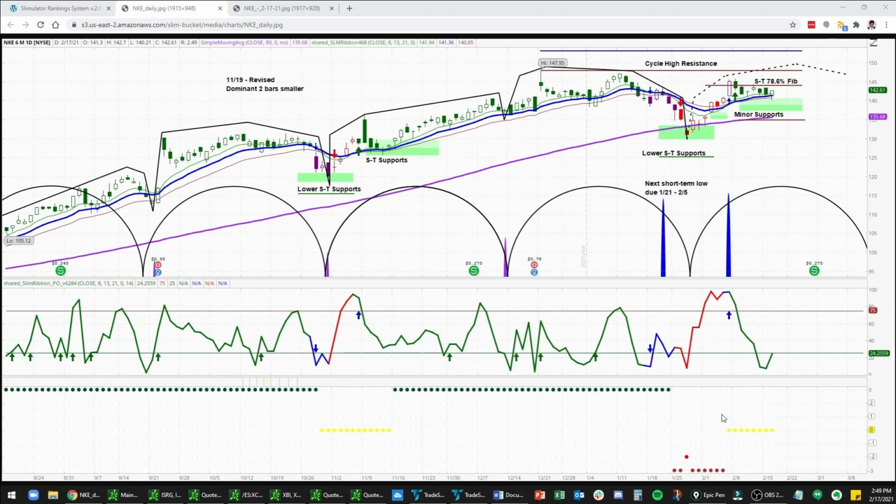The option bias indicator is yellow here, and as I mentioned, that does factor in both the intermediate term as well as short-term momentum. So we just need to see a little bit more on the upside to get this to flip positive, but overall the picture here in Nike is very, very positive.